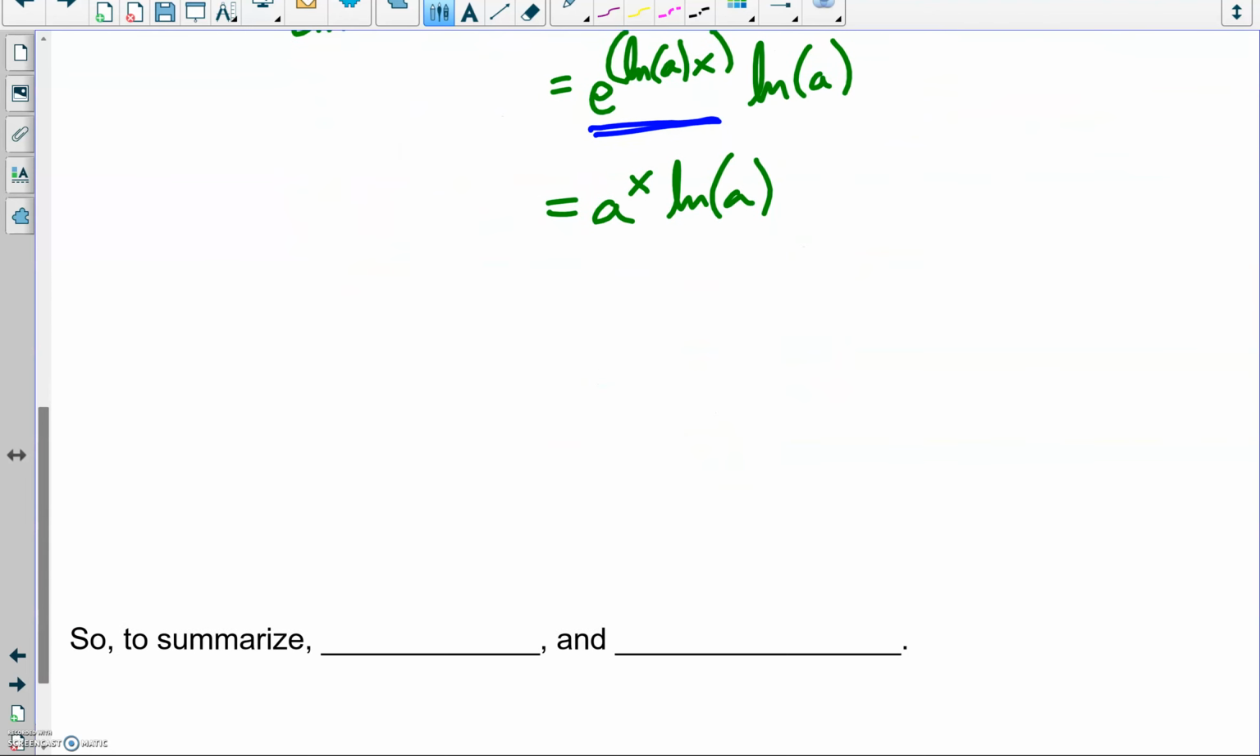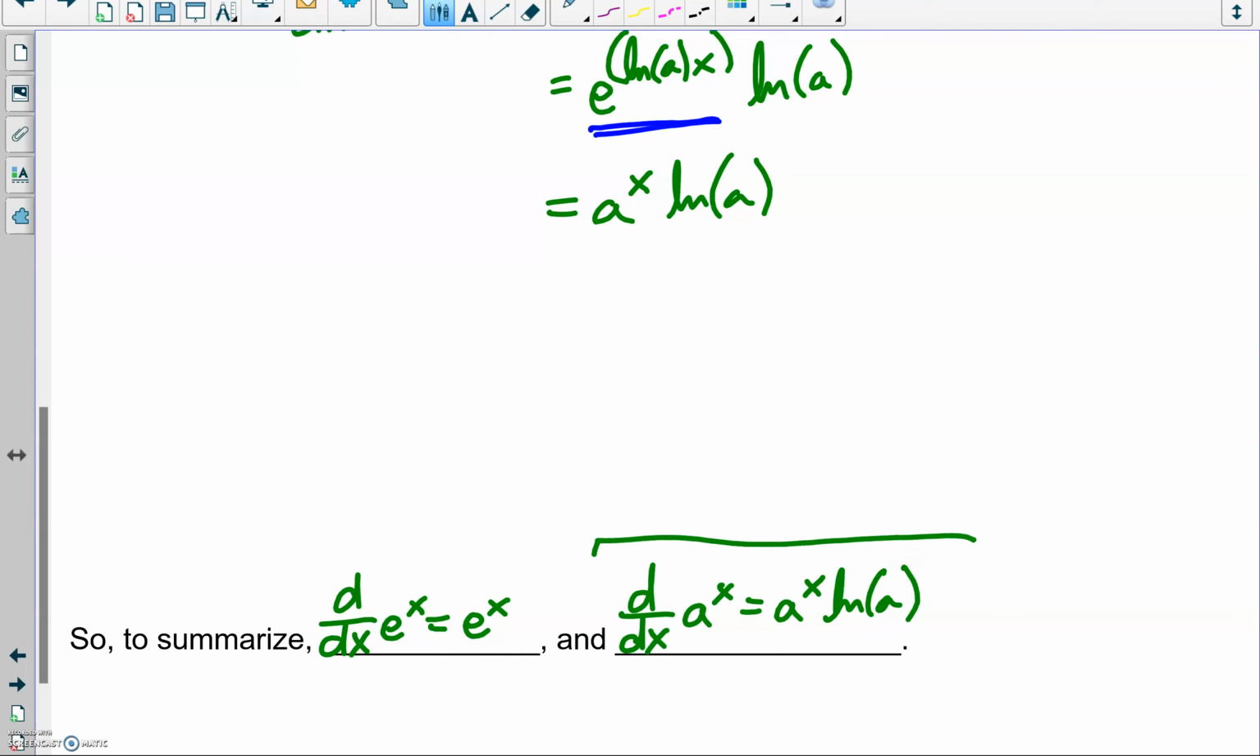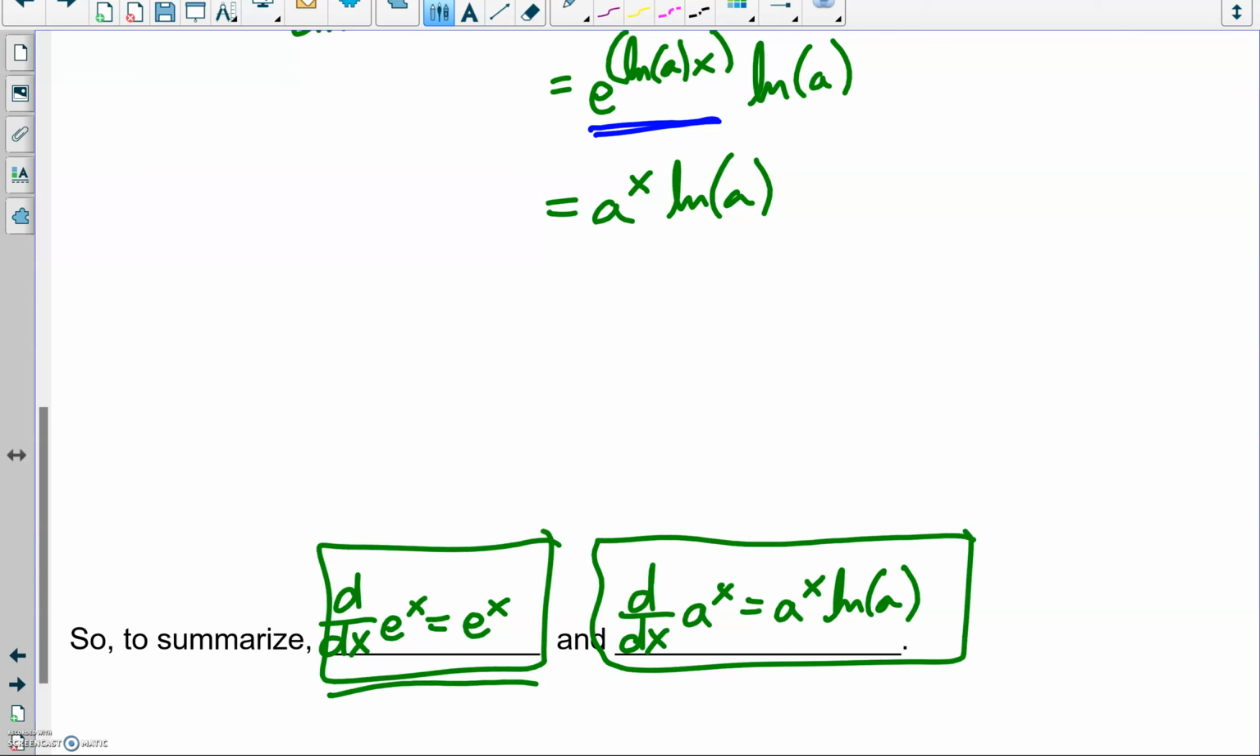So to summarize, the d/dx of e to the x is just equal to itself, e to the x, and the derivative of a to the x is just equal to a to the x power times natural log of a. And those two things are very important and should be remembered. You'll probably use this one a lot, but this one is also good to know if the base has been chosen or ends up being different than e.